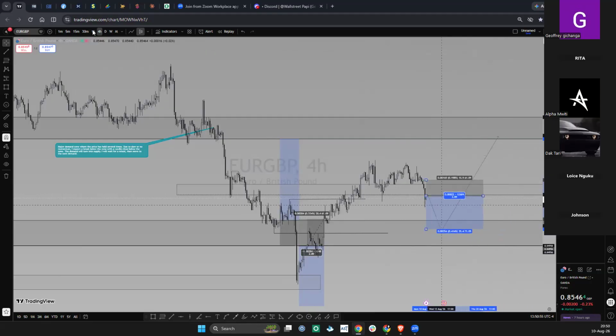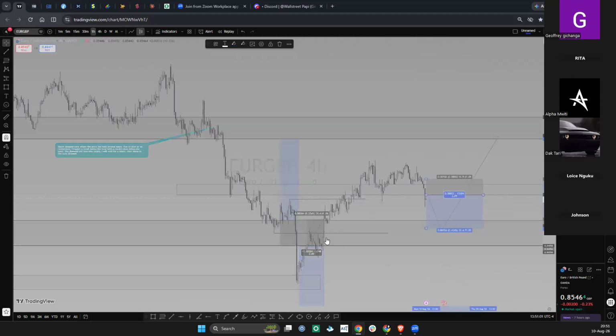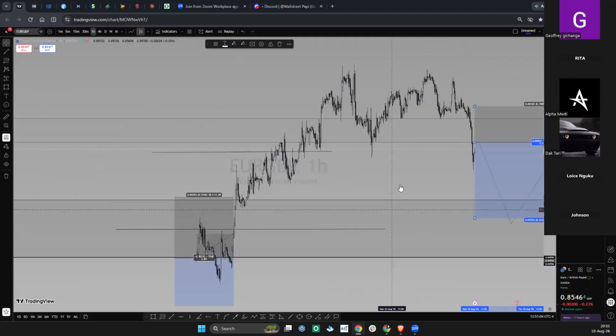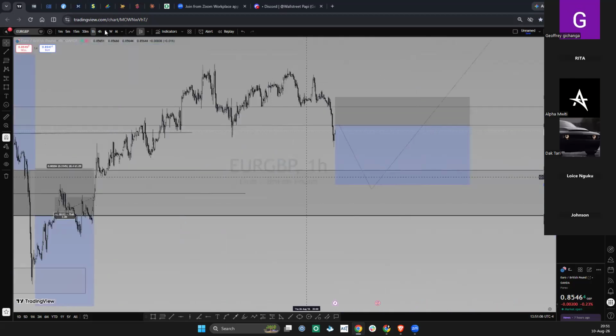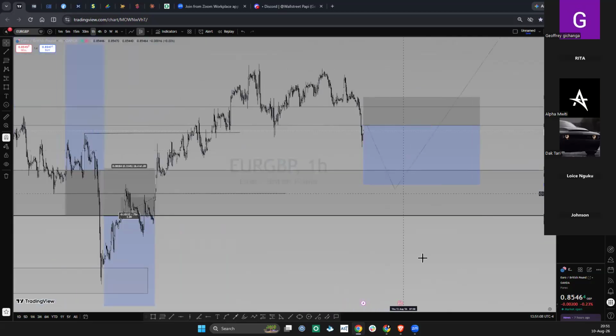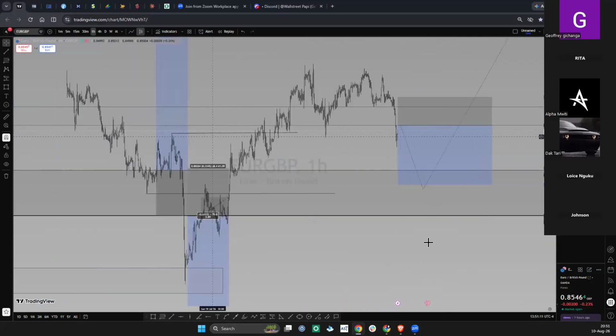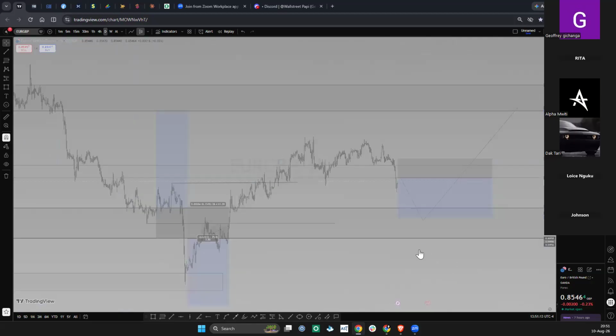I would not encourage anyone to take this zone, but it's one way of looking at the market. So this is my target. Then I will turn bullish here.